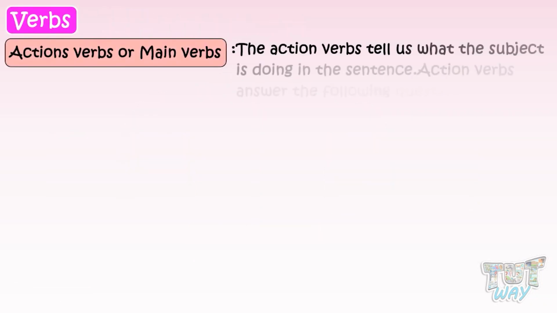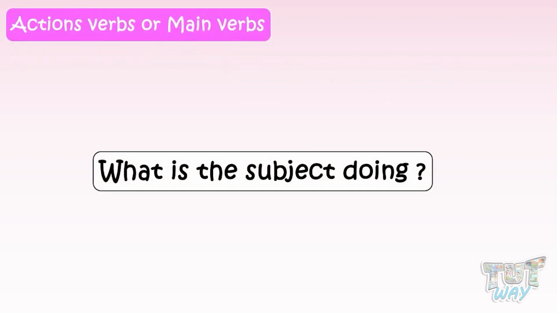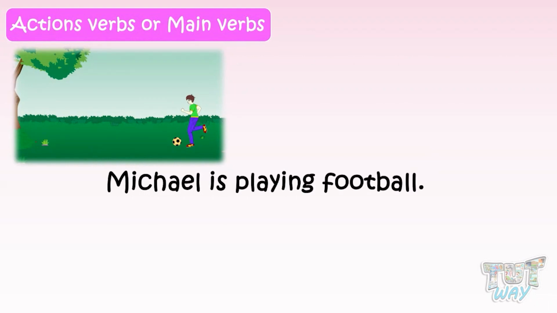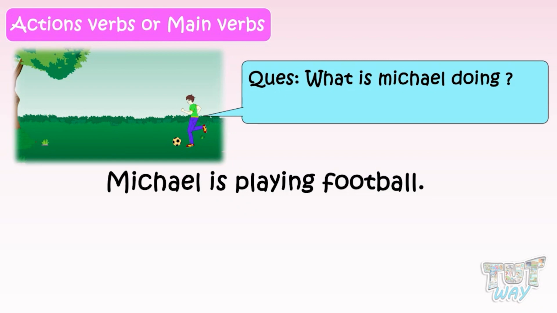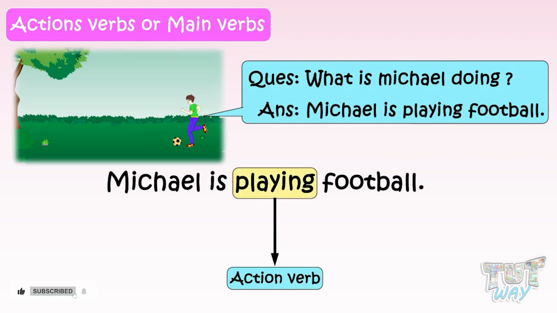The action verbs tell us what the subject is doing in the sentence. Action verbs answer the following question: What is the subject doing? For example, Michael is playing football. So, what is Michael doing? Michael is playing. So, the action verb is playing.